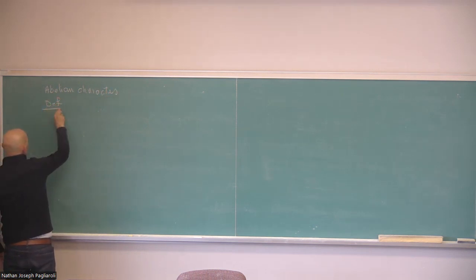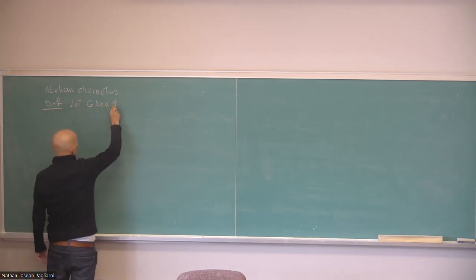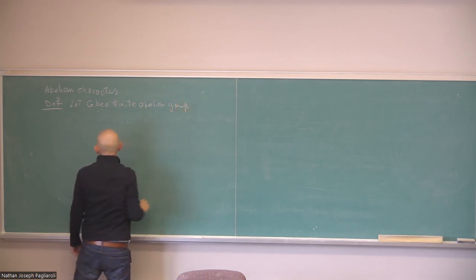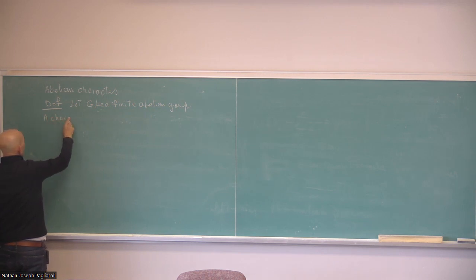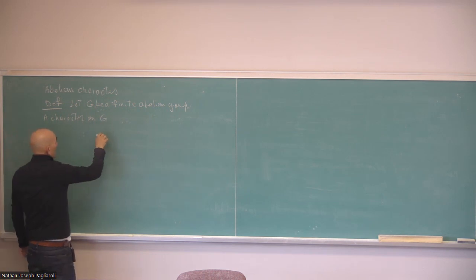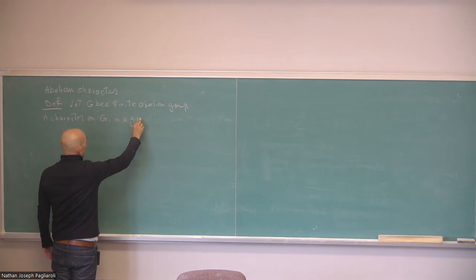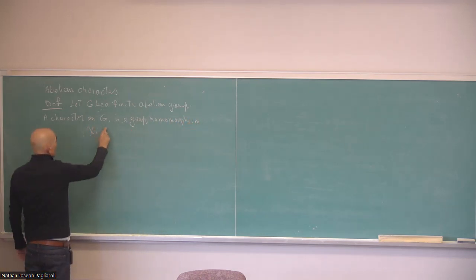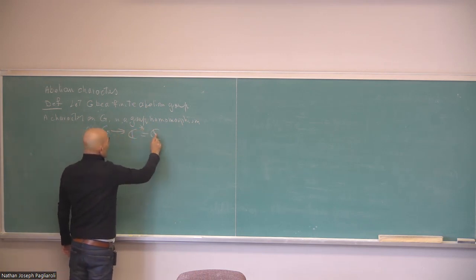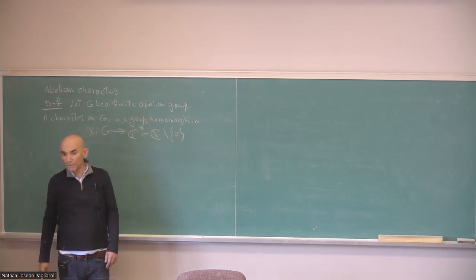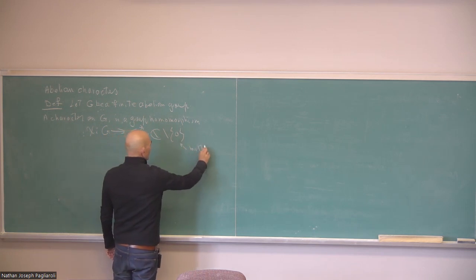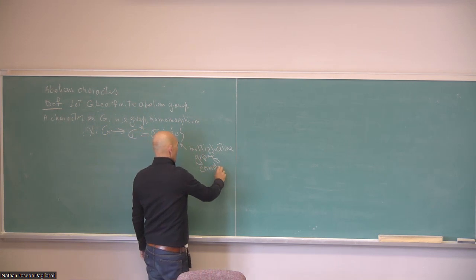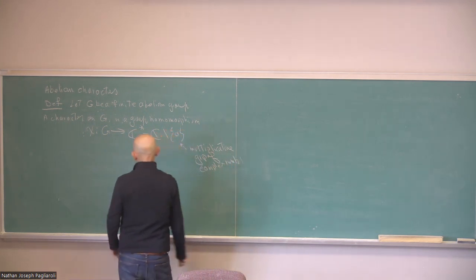The definition: let G be a finite abelian group. A character on G is a group homomorphism chi from G to C star, which is C minus 0. So this is the multiplicative group of complex numbers. Okay? So what does this mean?